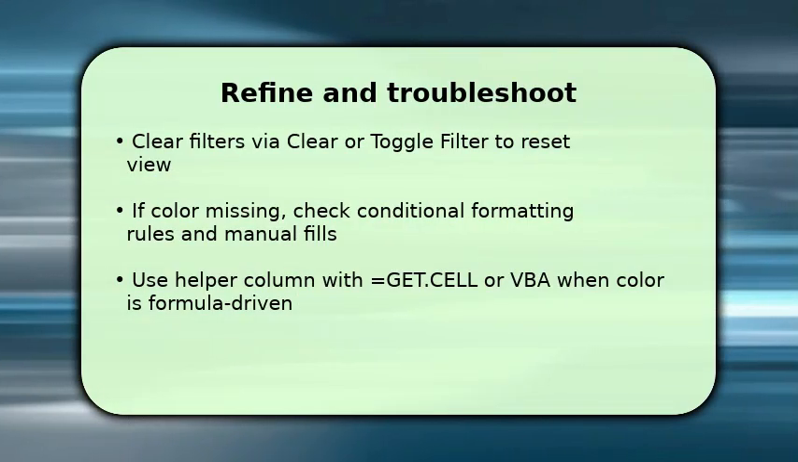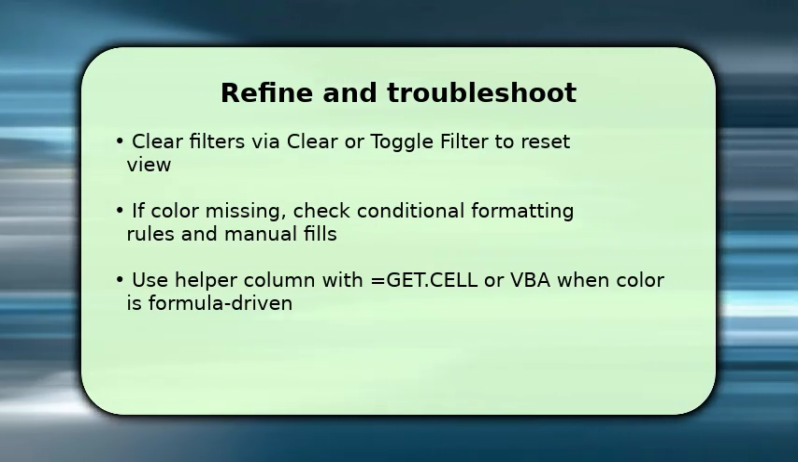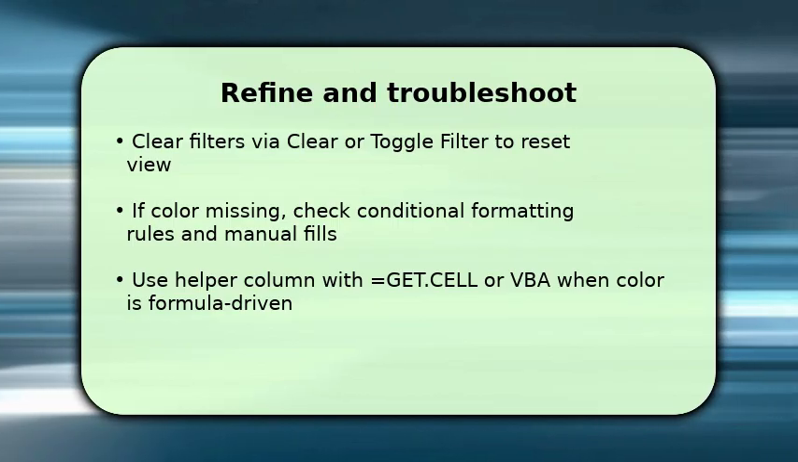Finally, refine results and wrap up. Clear or toggle filters to return to the full dataset, and copy filtered rows to a new sheet if you need a static subset. If a color doesn't appear in the Filter by Color list, make sure it's a direct cell fill rather than a layer or shape. Conditional formatting can hide colors from simple filters.